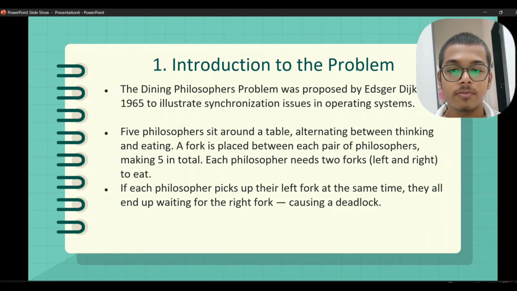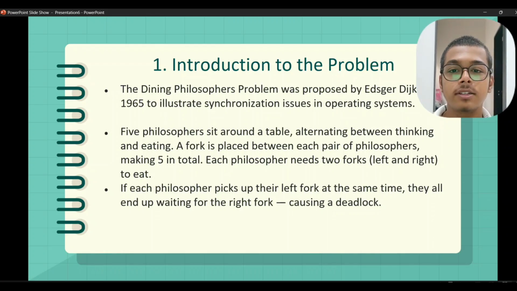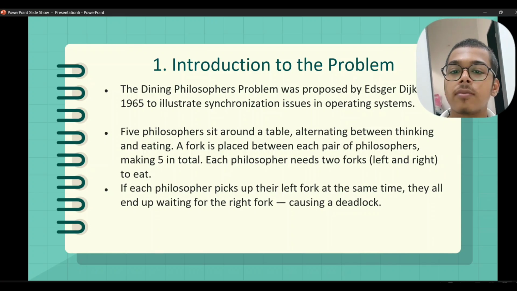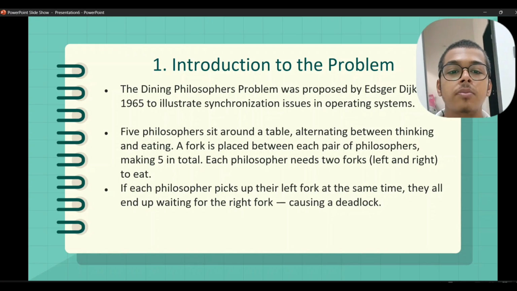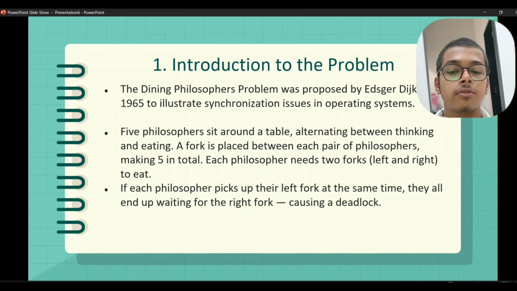introduce the problem. The dining philosopher problem was proposed by Edsger Dijkstra in 1965 to illustrate synchronization issues in operating systems. The problem states that suppose five philosophers sit around a table alternating between eating and thinking. A fork or a chopstick is placed between each pair of philosophers, making five in total. Each philosopher needs to pick two forks or two chopsticks, left and right, to eat.